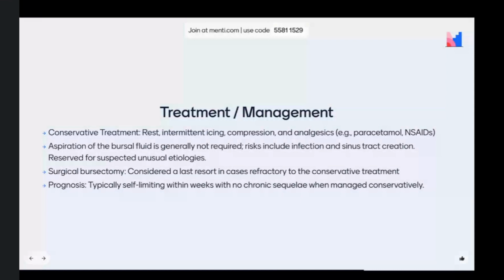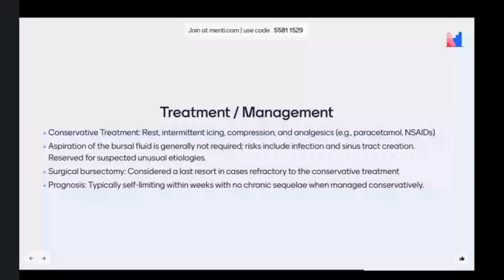And we have the aspiration of the bursal fluid, like we talked about, and it's not required because there are risks that include infection and sinus tract creation. So it's reserved for suspected unusual etiologies. And then we have the surgical bursectomy, and it's considered a last resort in cases refractory to the conservative treatment. Like you've done the conservative treatment and there are no results.